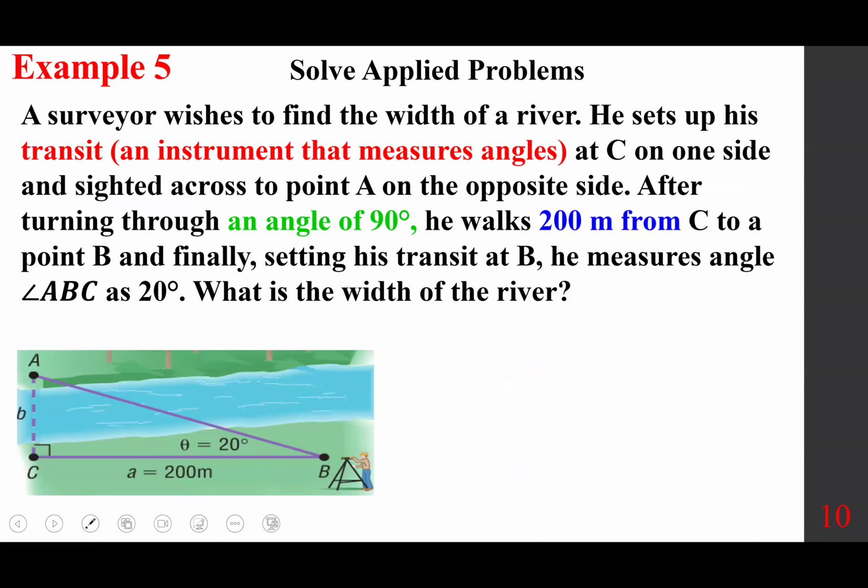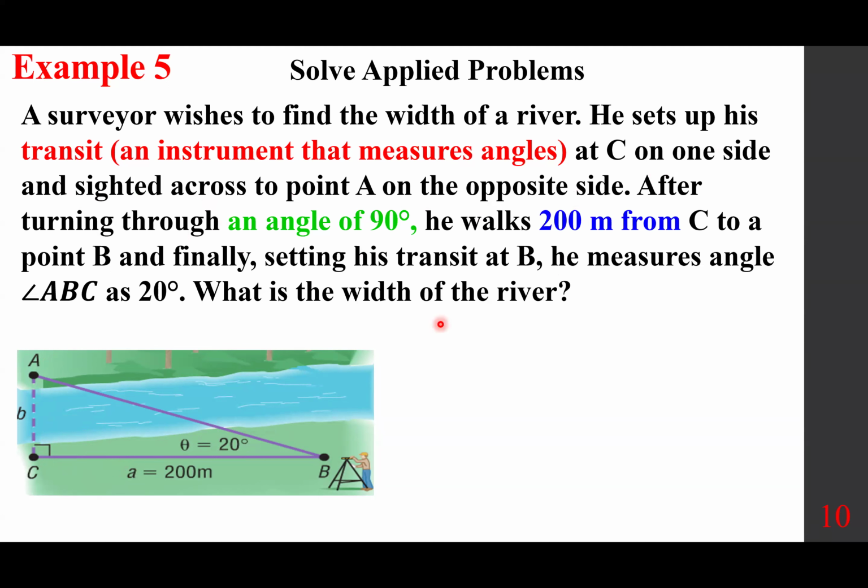Some application. A surveyor wishes to find the width of a river. In other words, B or AC. He sets up his transit, an instrument that measures angles, at C on one side and sighted across to point A on the opposite side. So that means this is a 90-degree angle.